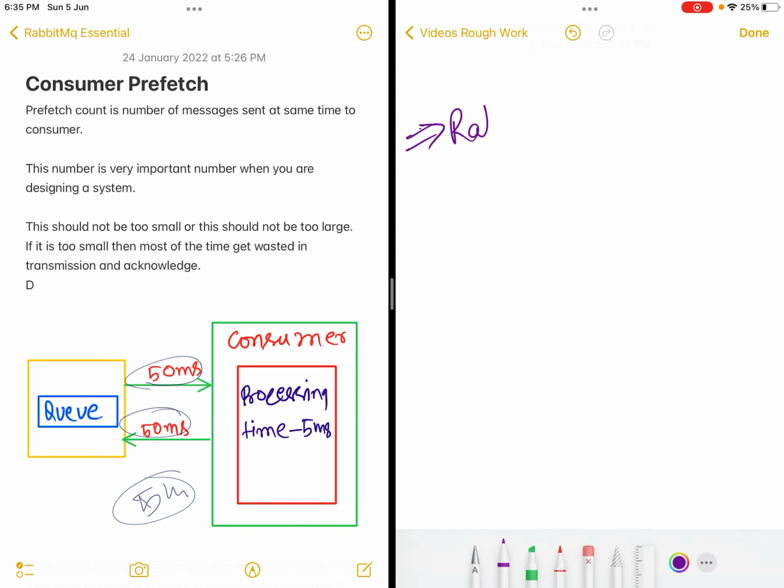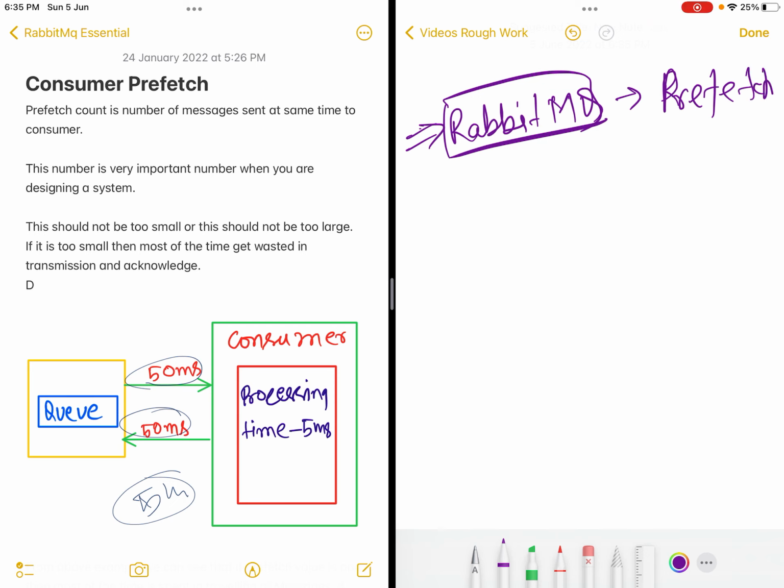Whenever you are using RabbitMQ as a queuing mechanism in your system, this is a very important thing you should know while designing your system. This is called prefetch count.